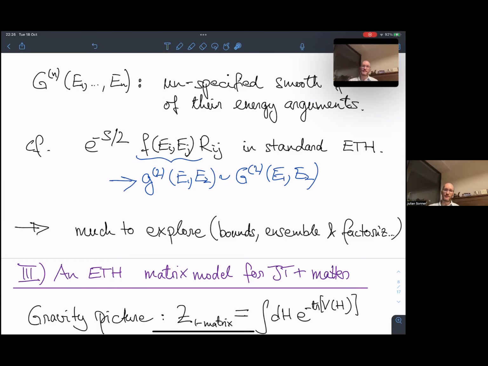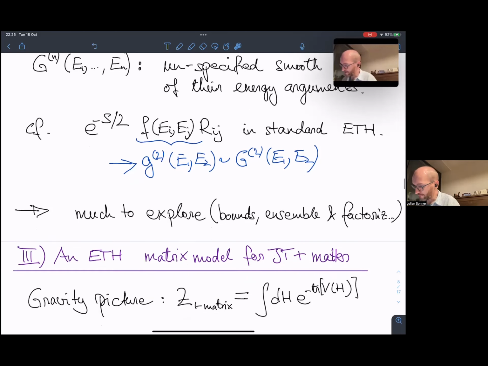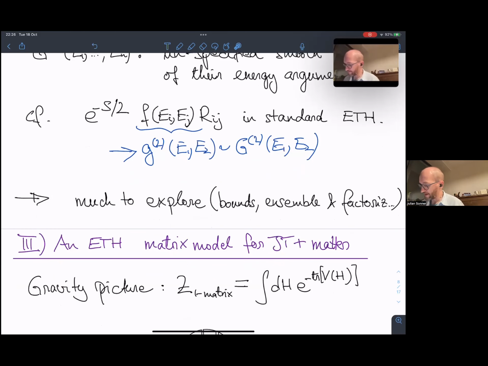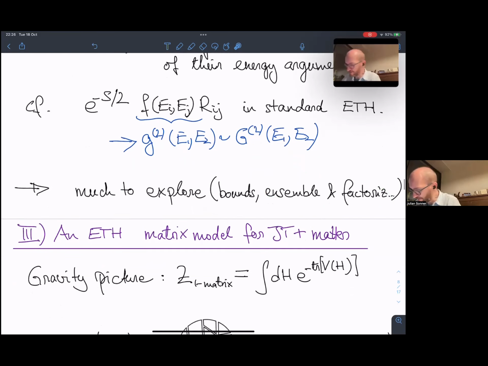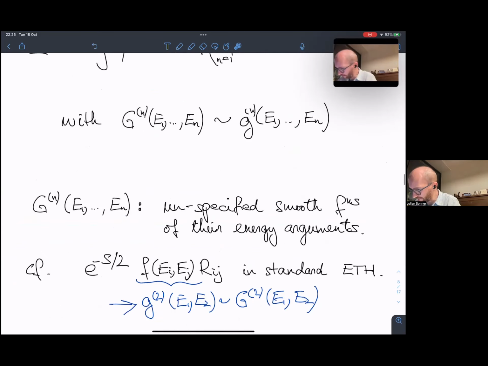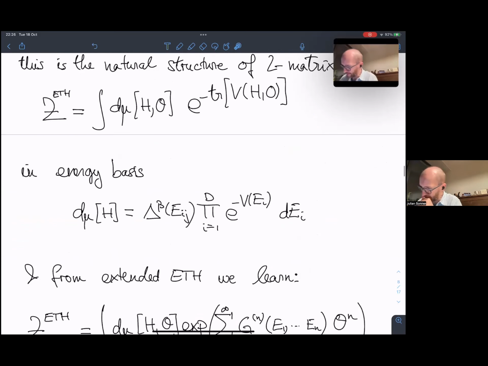So at the level of this ETH matrix model, I just want to say that there's a lot to explore, like what you can do with it. For example, bounds on things like OTOCs or correlation functions. What can you say about this issue between ensemble and factorization that everybody is quite keen to talk about in gravity and so on? But actually, I do want to apologize because I thought that I said a little bit more about the measure. So let me do it now by hand.